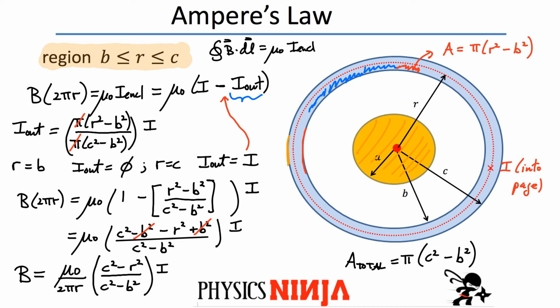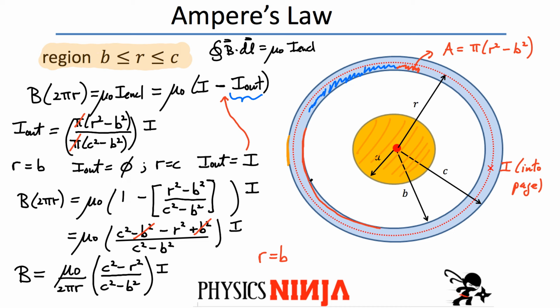So now we could take some other limits. Whenever you have this, it's always worth checking your answer. Let's make a bit of space here and take a couple of limits. So let's take the limit when r equals b. Well, you think about it, my Amperean loop would be this one.